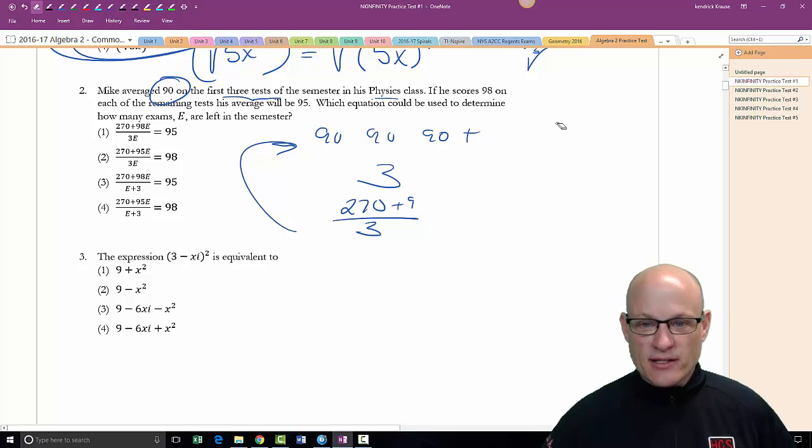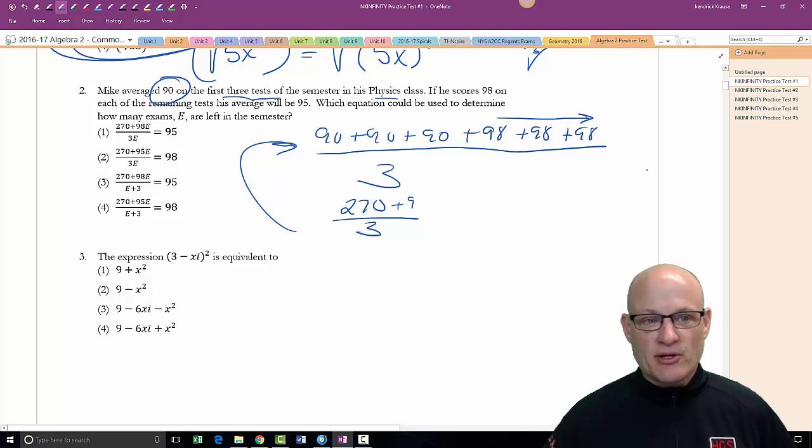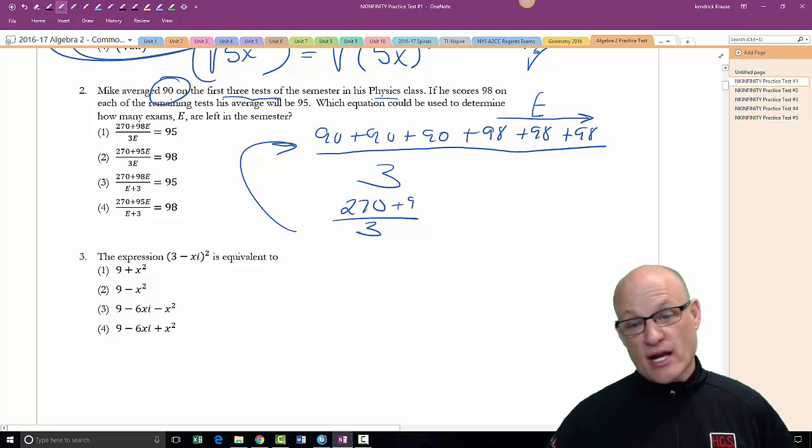Let's get neat. I'm being sloppy. Plus we're going to add a 98, and add a 98. I don't know how many 98s to add, so I'll just keep on adding. Let's add E of these. If E was 3, I would do 98 times 3. If E was 4, I'd do 98 times 4. In this case, I have no idea what E is, so I'm going to do 98 times E.